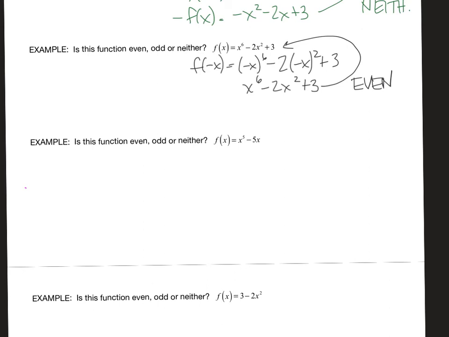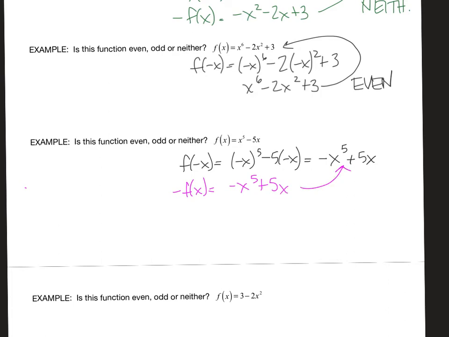Okay, let's try this one. Let's see, f of negative x. So negative x to the 5th minus 5 times negative x. All right, if you take a negative times itself 5 times, it's still negative. This becomes positive. Okay, so it's not even. So now let's check for odd. The opposite of the original is negative x to the 5th plus 5x. Ooh, that equals that. Okay, perfect. This is odd.